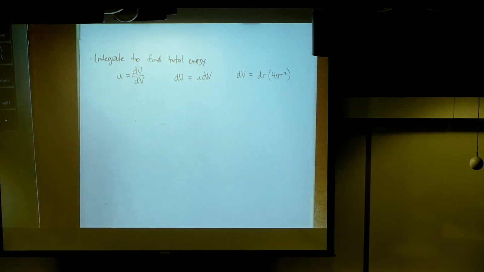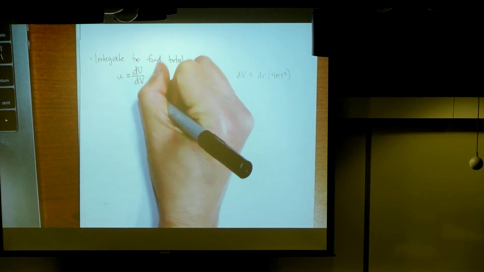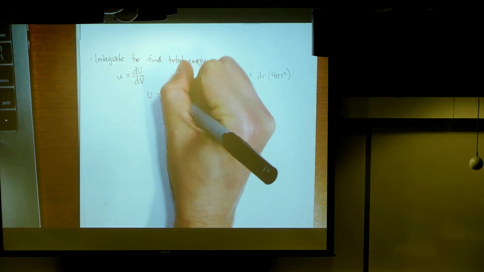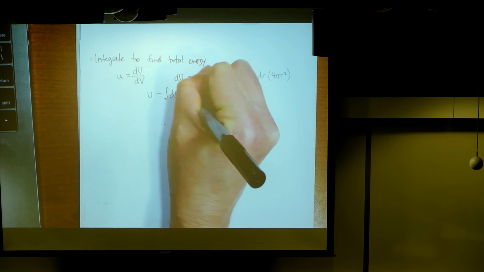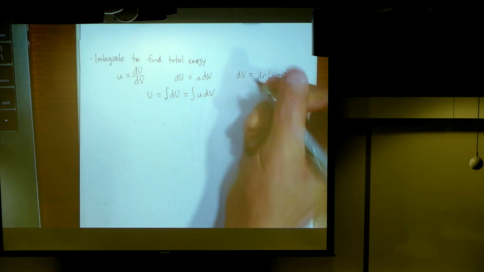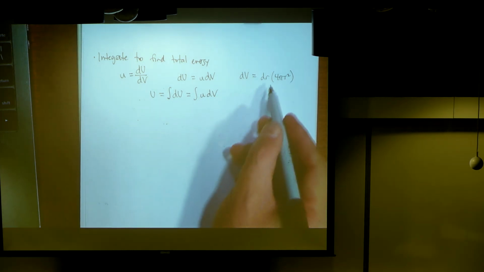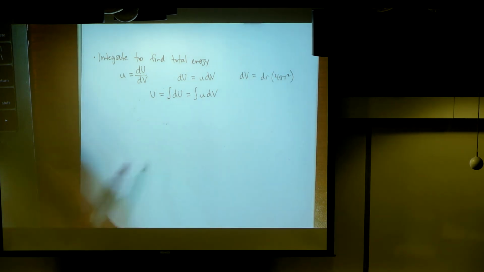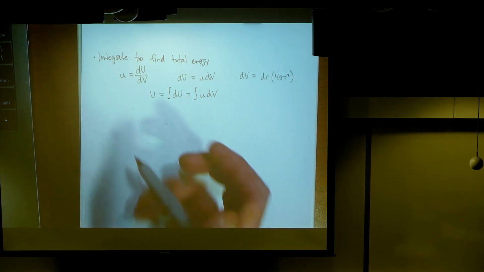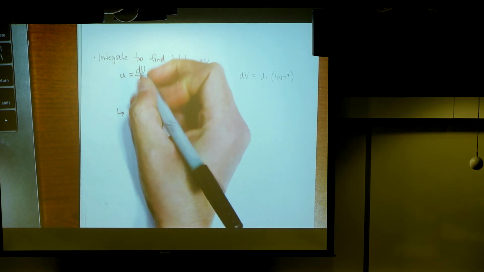Okay, so that means if I wanted to get the total energy, I would be integrating over du, which means I'd be integrating over little u times dV. So I'd be taking the energy densities that we found earlier times this volume element and integrating that whole thing, okay? We have to do this both for the inside and the outside. Let's start with the inside.